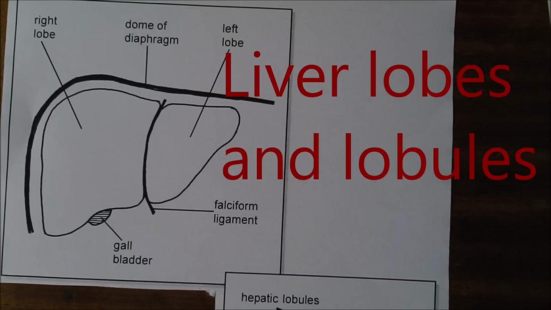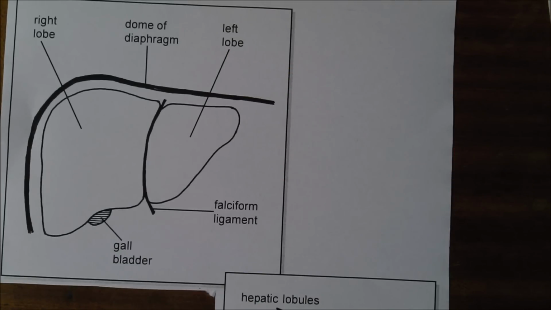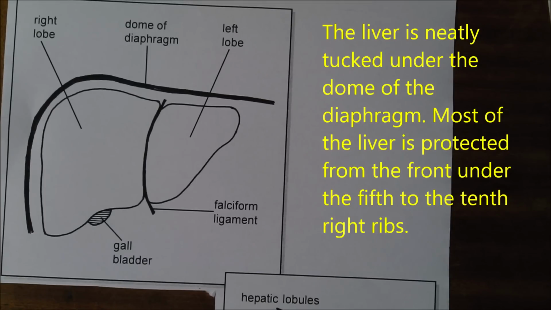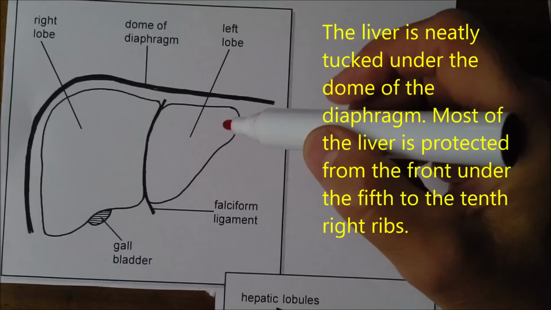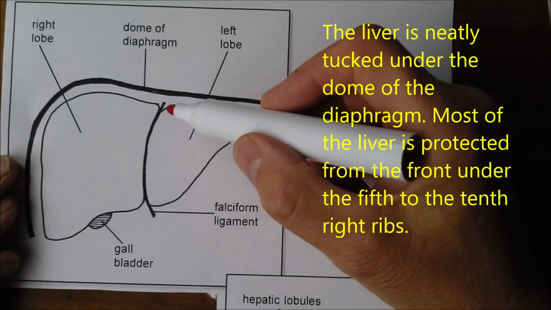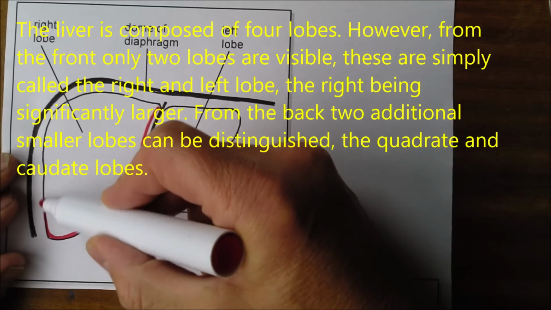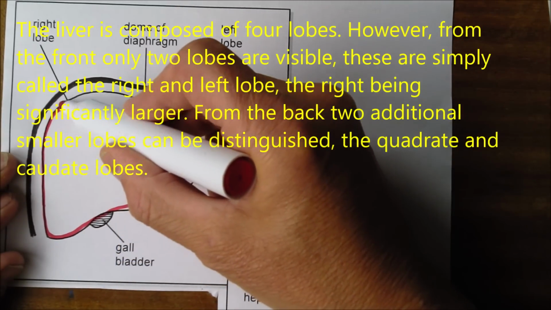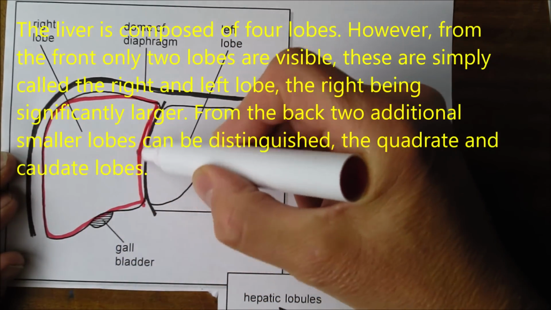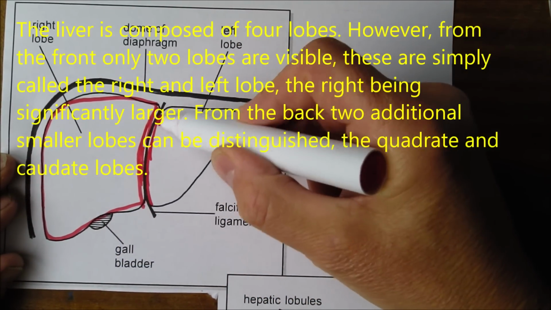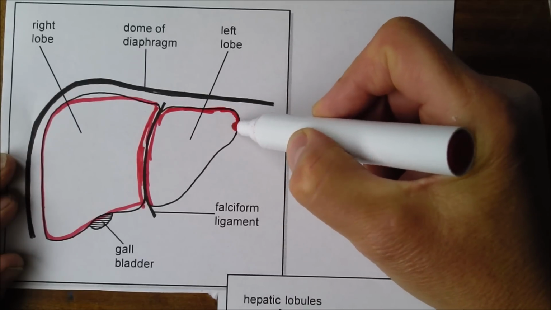So in this video we're going to use some more diagrams to try and get a feel of the overall structure of the liver and the way the liver is composed of lobules. But from the front we notice that there's two main lobes in the liver. We've got the right lobe, which is here, the larger right lobe, and the smaller left lobe. So these are the lobes.